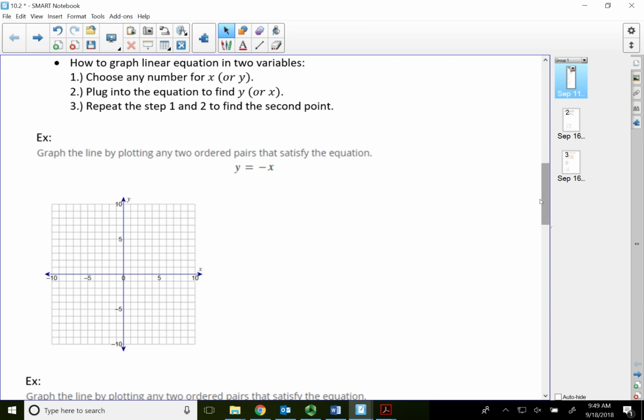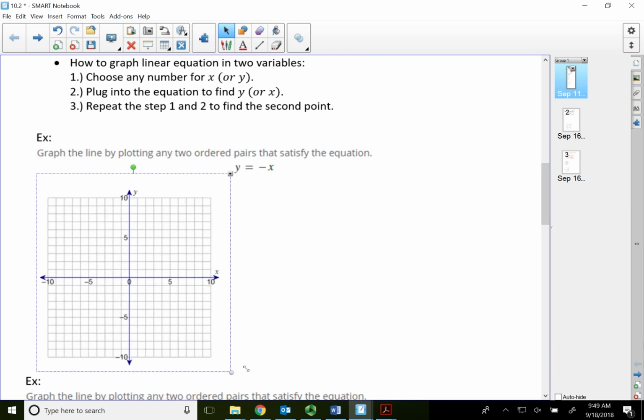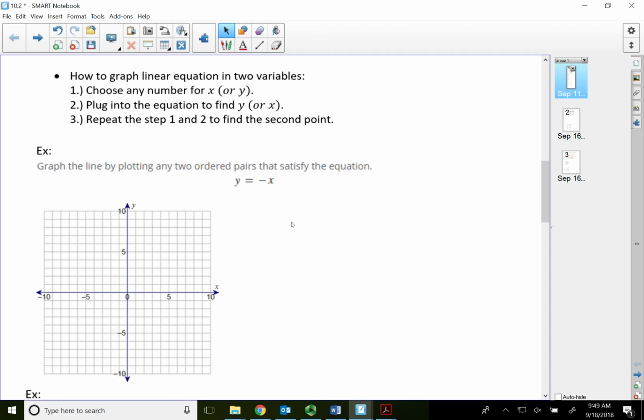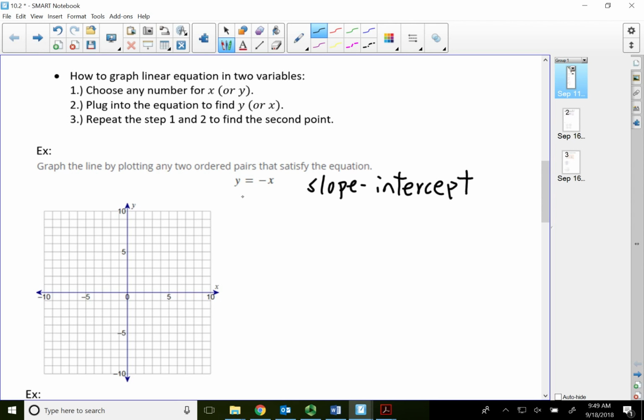For me to show you how to do this on the video, I always have to use integers. In this very first example, the equation says y equals, which means it's already written in slope-intercept form. When the equation is written in slope-intercept form, you're going to pick for x. Step number 1 is to choose any number for x. So we're going to pick any number for x.